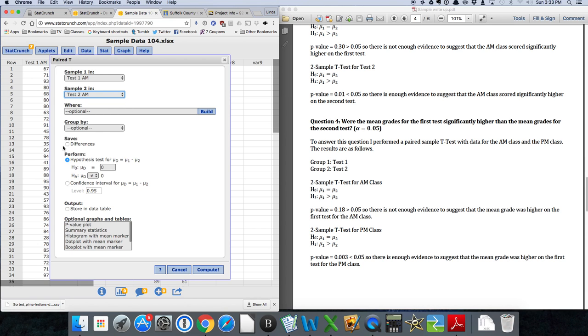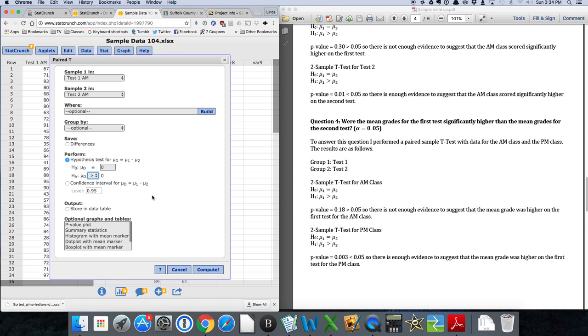Alright, now you have the option here of saving the differences. You know, when it does the calculation where it subtracts group 1 minus group 2 to get the paired differences. I'm not going to bother doing that here. I don't need that. But what we're looking for is if the mean for group 1 is higher than the mean for group 2, then when I subtract group 1 minus group 2, that mean should be greater than 0. Okay, so I get that.